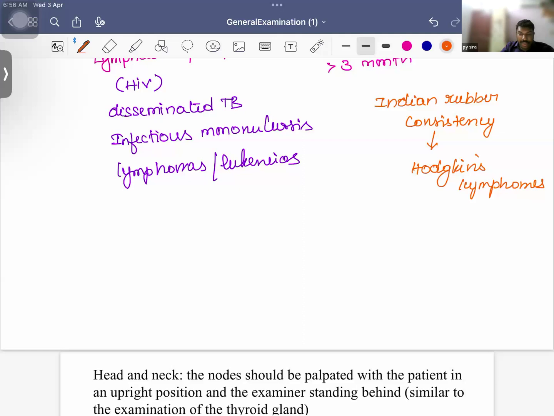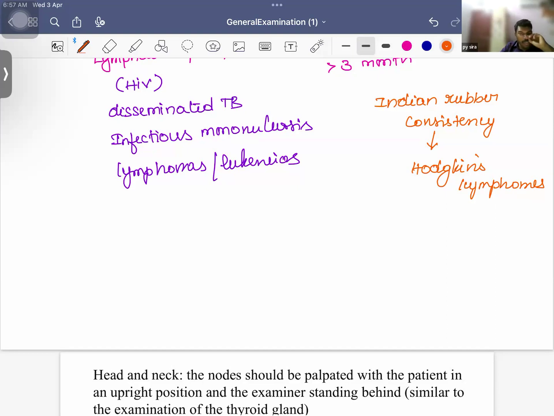Very good. So it is seen in Hodgkin's lymphoma where you are going to get Indian rubber consistency. Very, very important thing. So these are a few things about your lymphadenopathy.